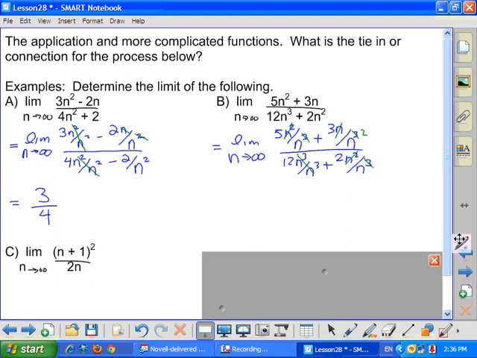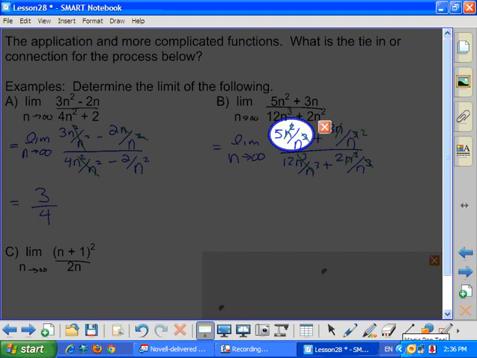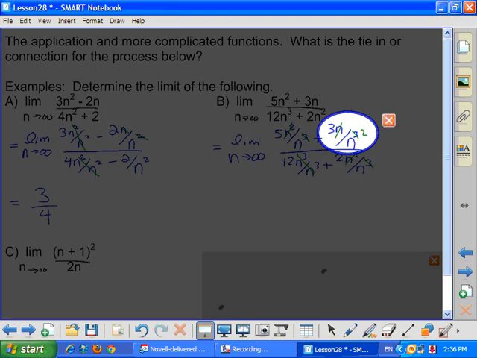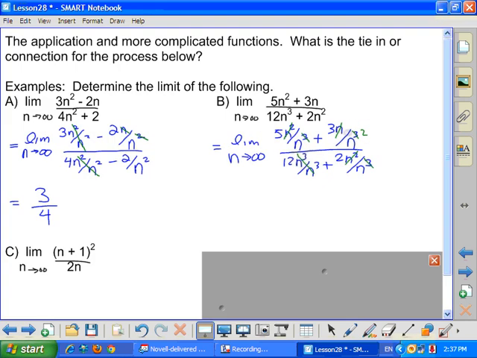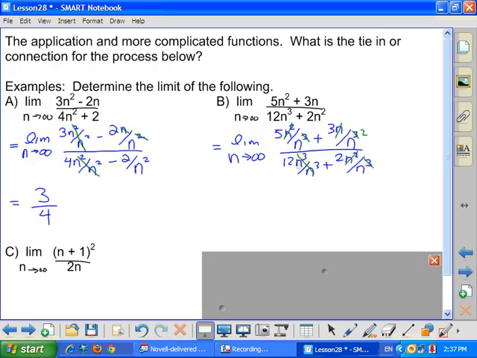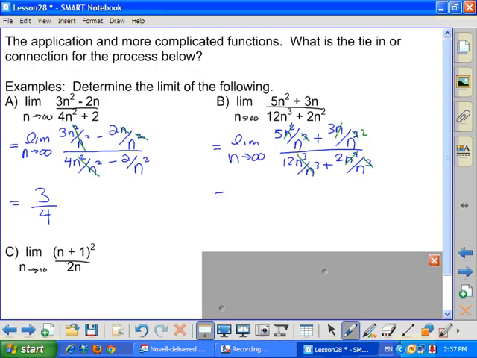So what's happening? Well, we have 5 over n. So 5 over n, that would go to 0. And this one, 3 over n squared, that's just going to 0 faster. Here we would have a 12, so it doesn't matter what n is. And here we would have a 2 over n, and again, goes to 0. So in the end of this, both terms on top went to 0. On the bottom I have a 12. So it's really 0.